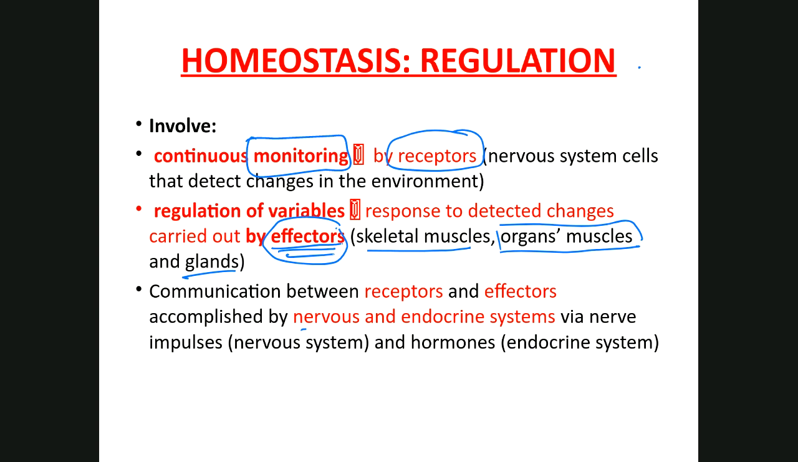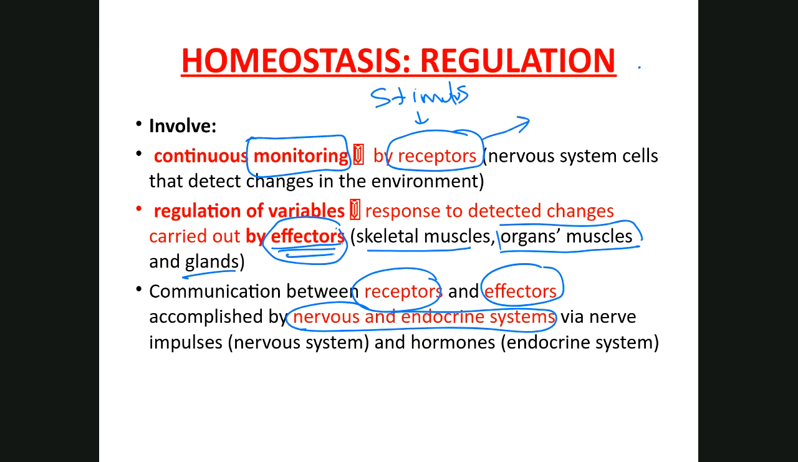So there's a communication between receptors and effectors via the nervous system and the endocrine system. So the receptors are going to detect a change in variables, which is called a stimulus. The receptors are going to communicate that change to the central nervous system, and the central nervous system will put out a response that will be acted out by effectors.